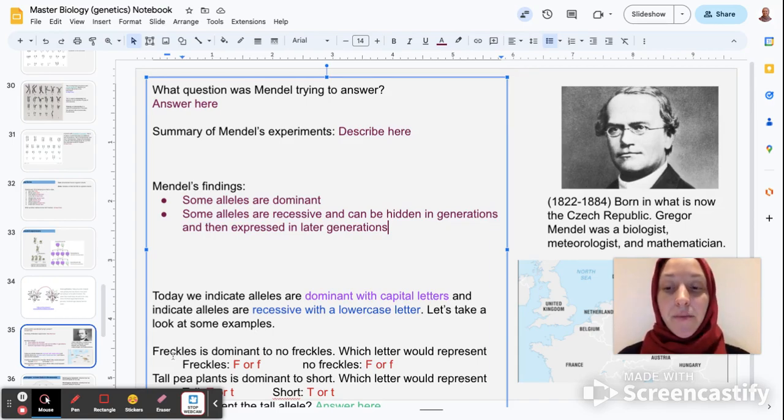So let's look at some examples. Freckles are dominant to no freckles. So which letter would represent freckles, the freckles allele, and which letter would represent the no freckles allele? Tall pea plants are dominant to short. So which letter would represent our tall pea plants, and which letter would represent our short pea plants?